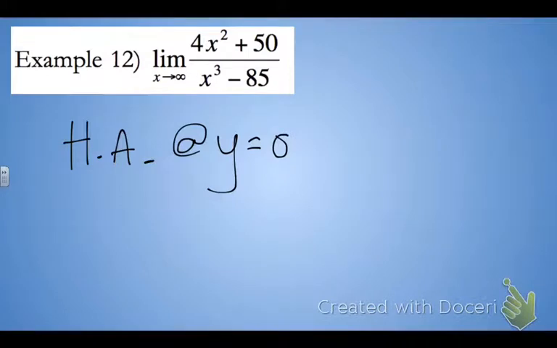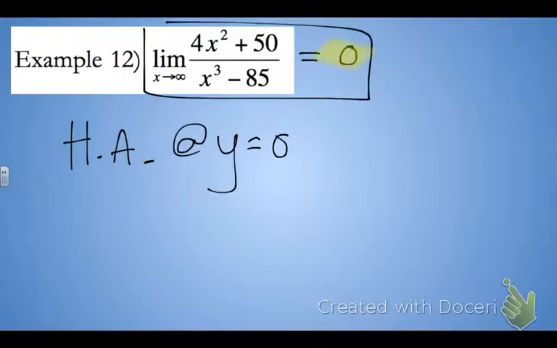So therefore, my limit as x approaches infinity of this function is equal to 0. My graph is going to follow the horizontal asymptote. And that's my final answer for that one. Next problem.